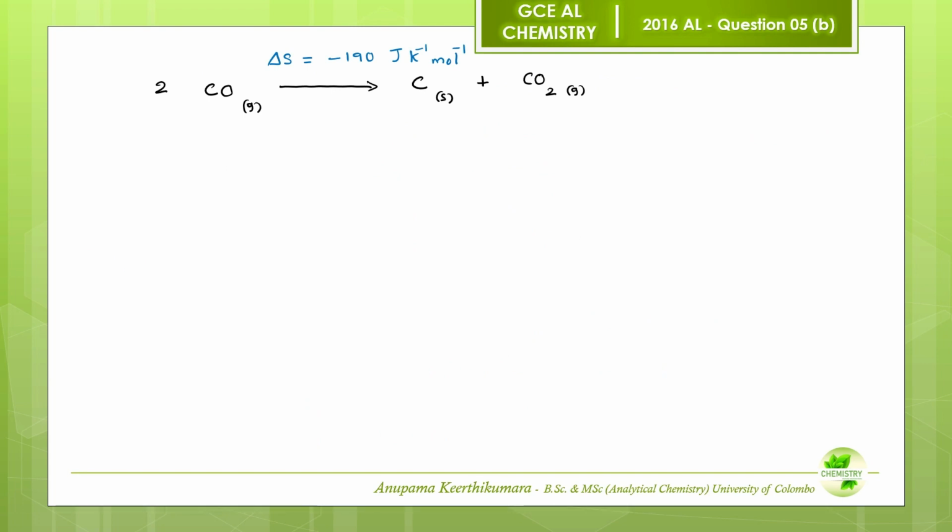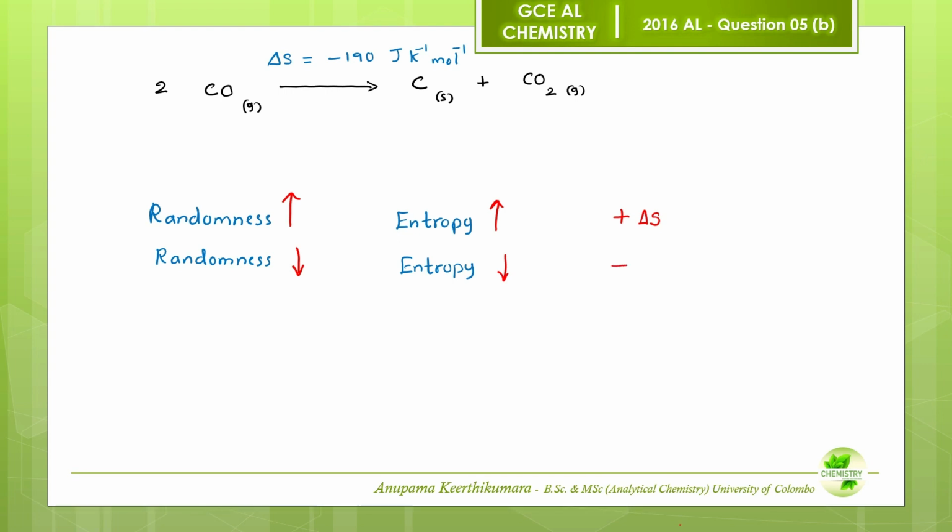Next, the question asks you the sign of delta S agrees with the reaction taking place. When randomness increases, entropy of the molecules increases and therefore the sign of entropy change is positive. When randomness decreases, entropy of the molecules decreases and therefore the sign of entropy change is negative. Gaseous molecules have the highest randomness or highest entropy and the solid molecules have the lowest.